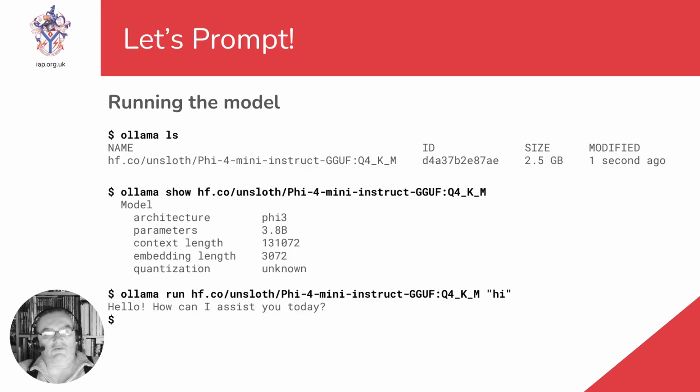When the model has finished downloading, we can use ollama ls to list all of the local models currently available. In the list, we should see our Unsloth 5.4 mini model. We can also use ollama show to check on the model's details. Finally, we use ollama run to test the model and make sure it is working as expected.